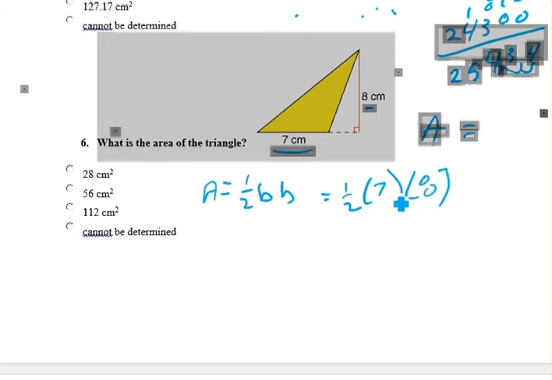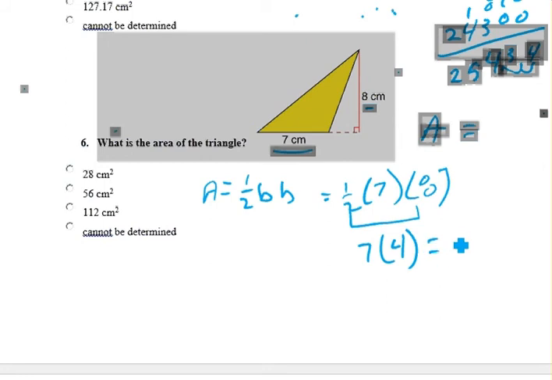Or what I like to do is half. Half of 7 is kind of hard, so I'm going to do half of 8. So it's still going to be 7 times half of 8. That's 4. I combine the 1/2 and the 8. Half of 8 is 4. So 7 times 4 is 28.